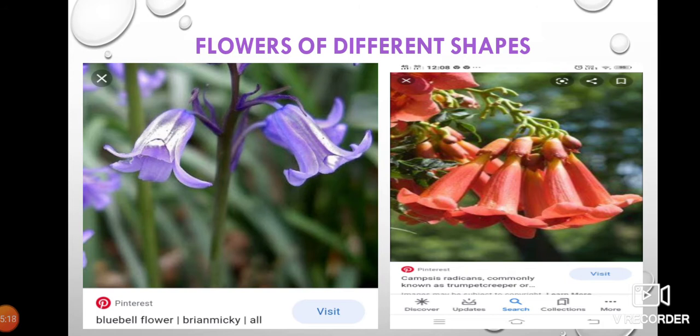Now flowers have different shapes. The petals of a flower give the flower its shape. The number of petals in a flower can be 4 or 5, or some flowers may have 3 or 6 petals. Here the purple flower is a bell-shaped flower. Its petals are flared. Then we see the trumpet-shaped flowers. Its petals turn back as the flower blossoms. So it has turned back. It is just looking like a trumpet.